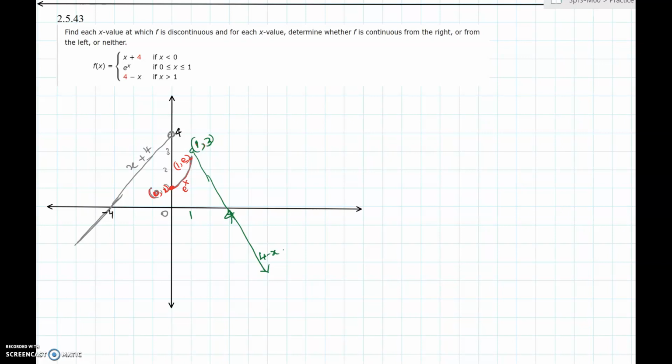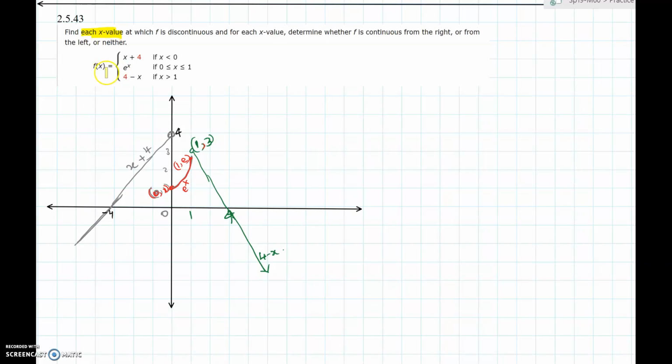Hi, in this video, I will be showing you problem number 43 of chapter 2 section 5 from the practice exam. For each x value at which f is discontinuous, determine whether f is continuous from the right or from the left or neither.